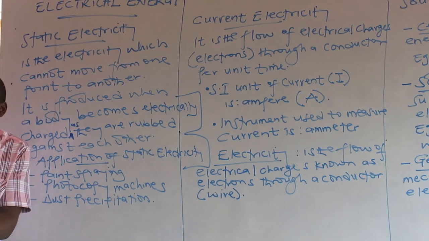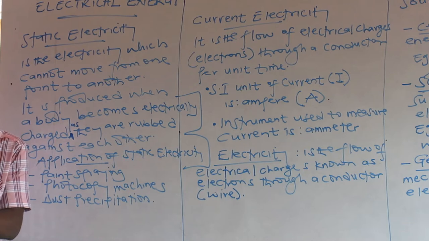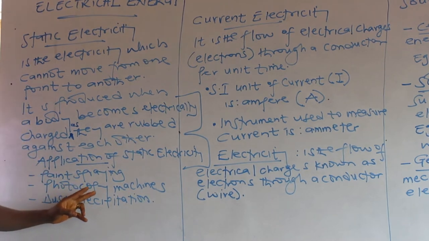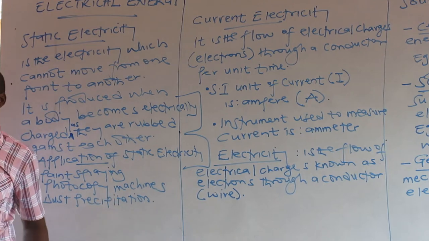So the powder is spread on the printed or the scan surface, then the image comes out. It is also as a result of what we call static electricity. Now, dust precipitation. You know dust, right?